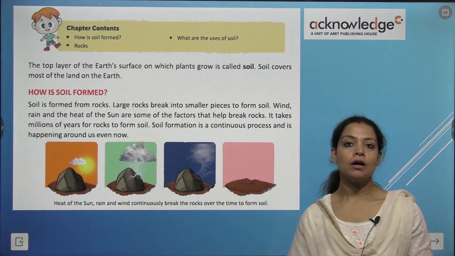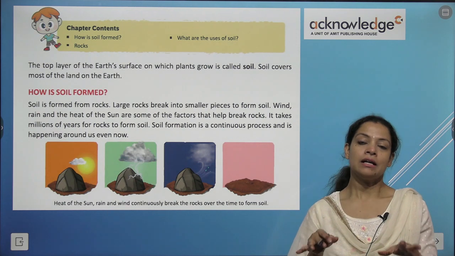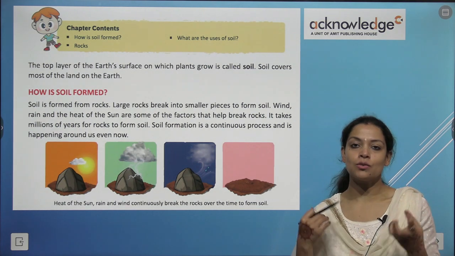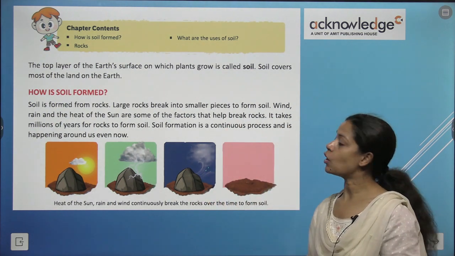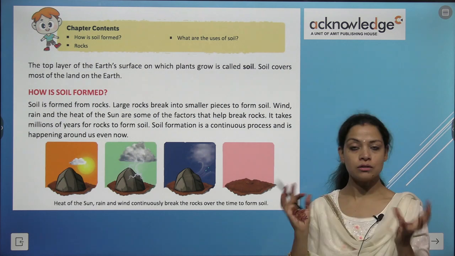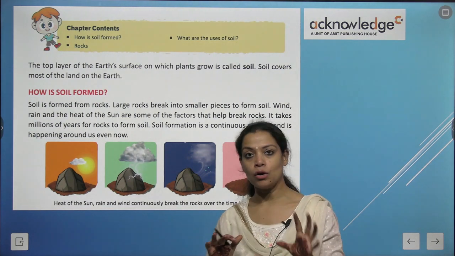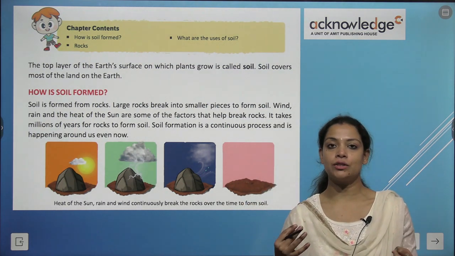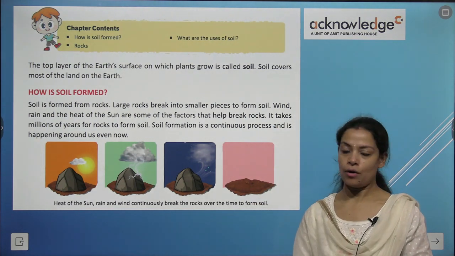Now, we all know that we have been playing in soil, we see soil when we are in the ground, our feet get touched with soil. So what is this soil about? The top layer of the earth's surface on which plants grow is called soil, correct? Now, soil covers most of the land on the earth. Maximum part of the land of the earth is covered with what? Soil. Now, how is soil formed?